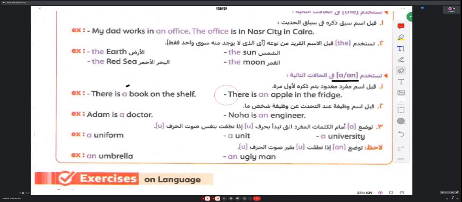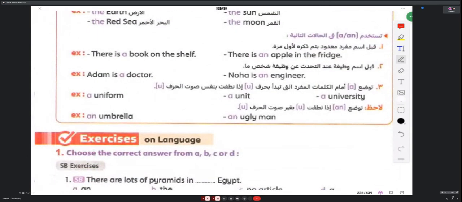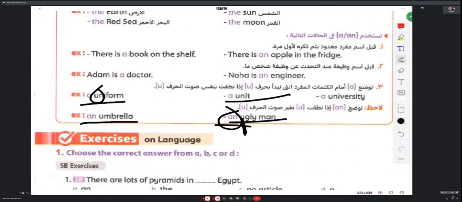With professions, we can use a or an: an engineer, a doctor, a carpenter, and so on. A uniform, a unit, but an umbrella, an ugly man. An ugly, we pronounce it as uh. We use a here, because we pronounce it as yoo: uniform, unit, university, United States. So we use a, not an.